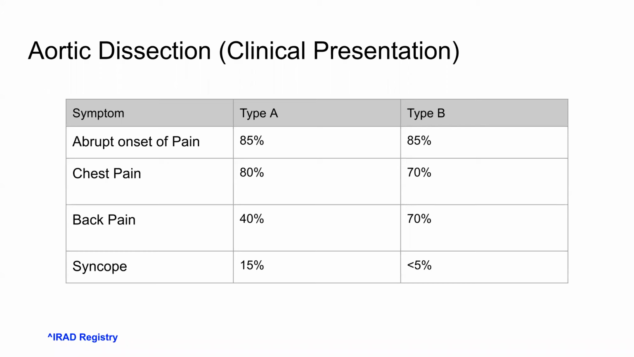So the onset of the chest pain is a very important component of the history when you suspect a patient with aortic dissection. Now, as long as you understand that this is sensitivity, not specificity, the absence of chest pain does not rule it out, but the presence of chest pain makes it more likely if you're looking for that diagnosis.